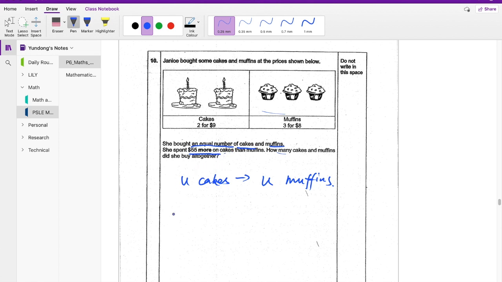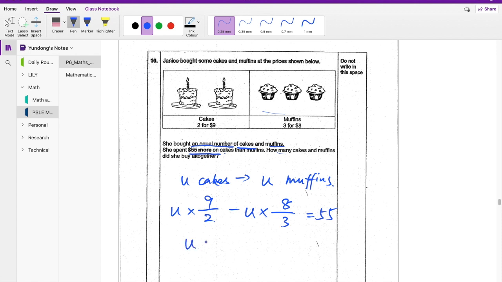So how much is spent for cakes? Well, U cakes times the price of each cake, which is $9 divided by 2. Then this minus for muffins, U muffins times each muffin, which is 8 divided by 3. This is the total price for the muffins. So this equals 55.